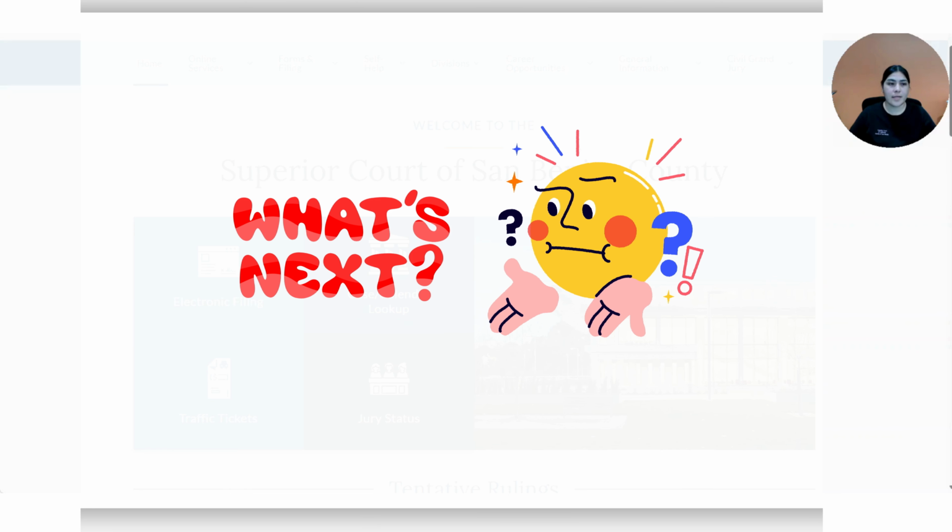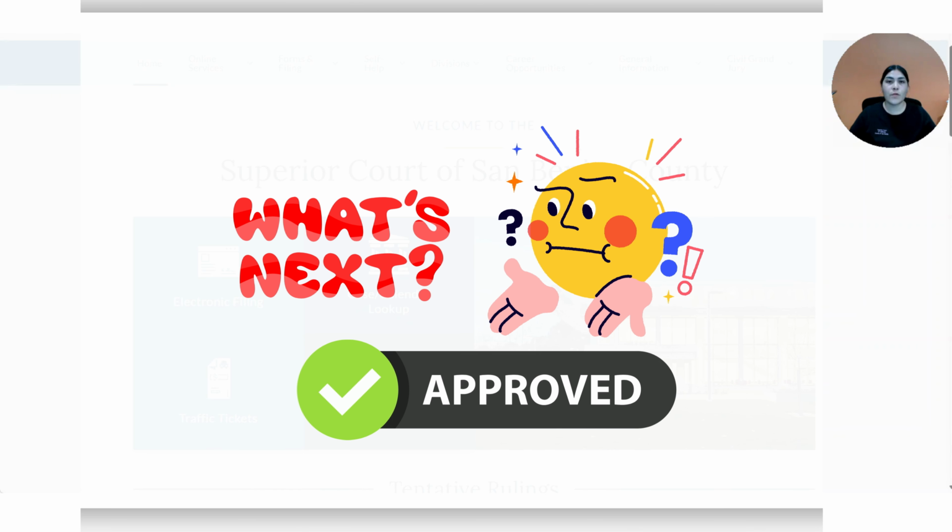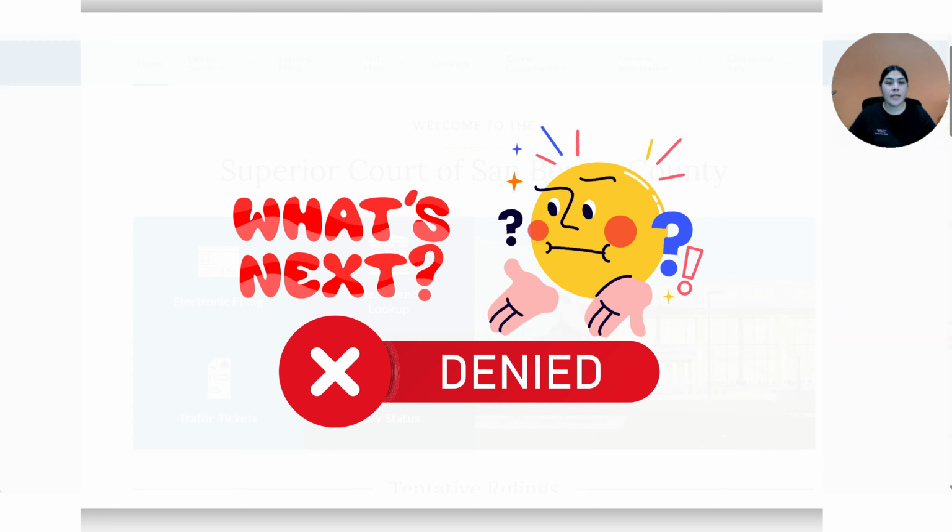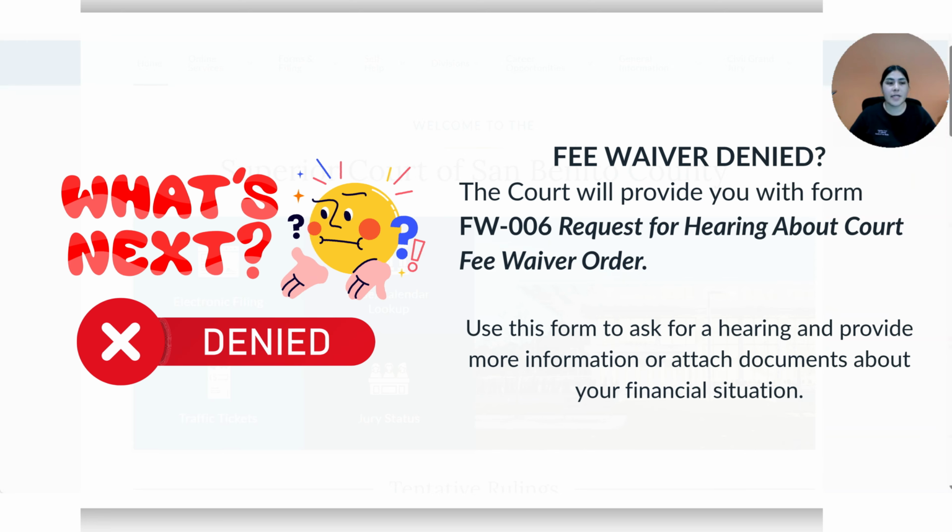What happens next? After you file, a clerk will review your request, and if approved, your fees will be waived. If denied, you'll receive a notice from the court. You'll have 10 days from the date of notice to either pay the fees, provide additional information, or request a hearing regarding your fee waiver eligibility. If you do not take action during this time frame, you may need to reapply for a fee waiver.